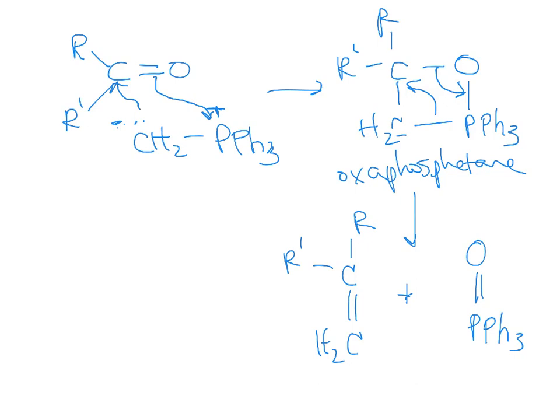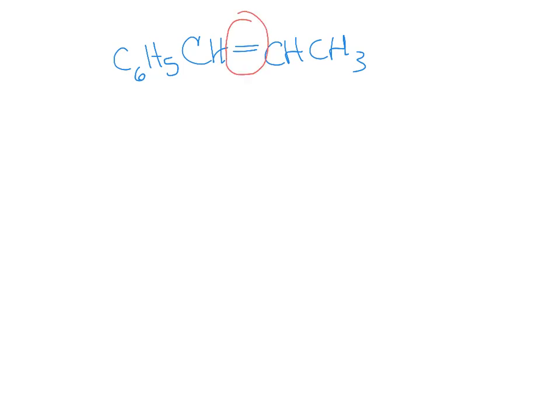So let me show you an example. Let's talk about how we decide what the starting materials were for a Wittig reaction. So we want to do retrosynthetic analysis. Here's our example. If we make this in a Wittig reaction, we know that this double bond here is the one that is formed. So one half has to have a carbonyl there.